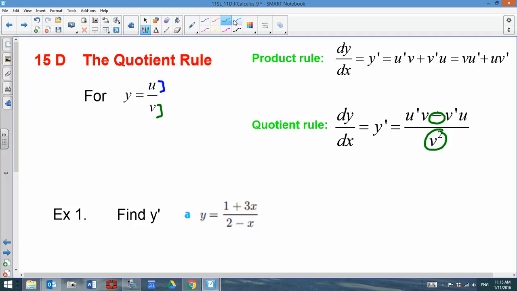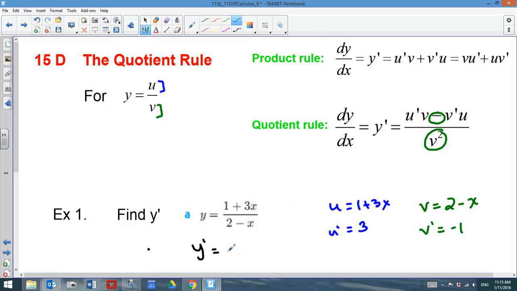So let's go ahead and identify our u in this first example. So y is equal to 1 plus 3x over 2 minus x. We're going to say our numerator, 1 plus 3x, is our u. So we can take the derivative of u as 3. We can do the same for our denominator, our v, as 2 minus x, which makes the derivative of v negative 1.